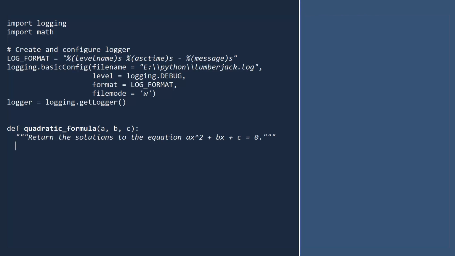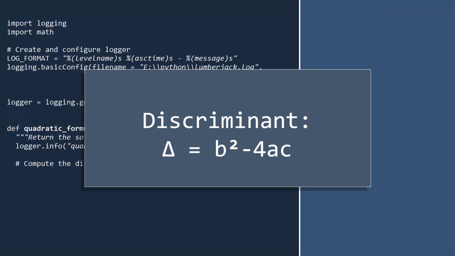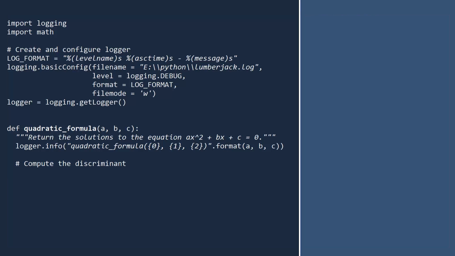This is a good place for a log message. Let's generate an info message with the details of the function call. Next, let's compute the discriminant. This is just the number under the square root sign. If you're writing a comment for a block of code, it might be a good place for a debug message. I'll use the same text as the comment. This may seem repetitive, but once we are confident the code is working properly, we may want to remove the debug logs while keeping the comments.